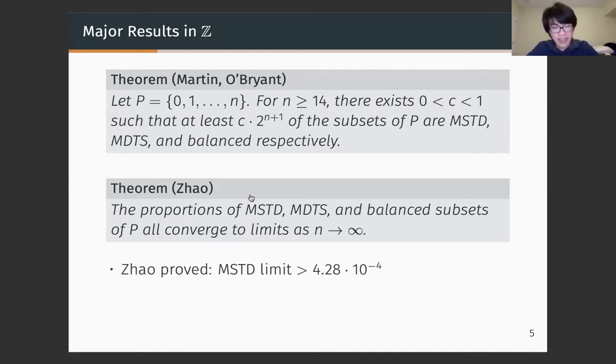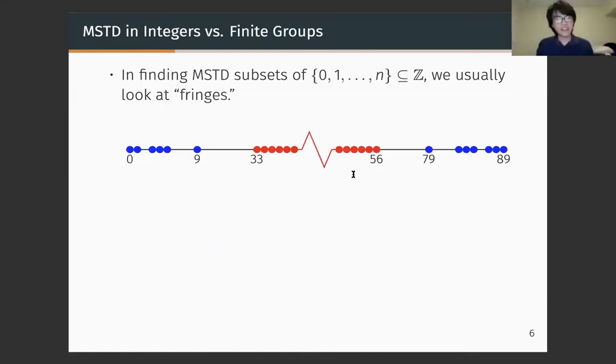So Zhao proved that the proportion of MSTD subsets is greater than 4.28 times 10 to the minus 4. And the Monte Carlo experiment suggested that this limit is approximately 4.5 times 10 to the minus 4. So we differentiate between MSTD subsets in integers and finite groups.